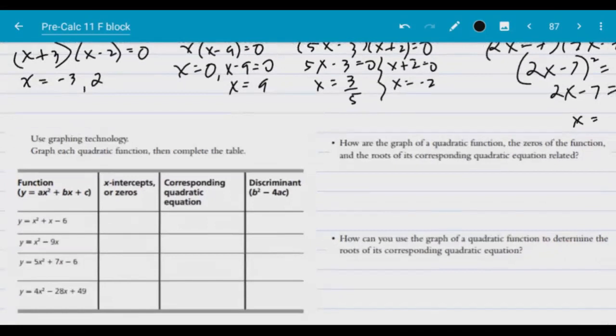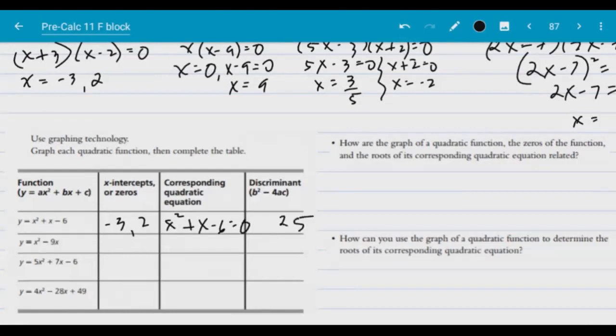So when you graph this using graphing technology, these are the things you will notice. For this one, the x-intercepts would be negative 3 and 2. The corresponding quadratic equation would be x squared plus x minus 6 equals 0. And the discriminant would be 25 if you solve it.